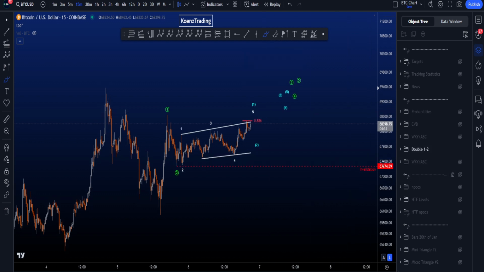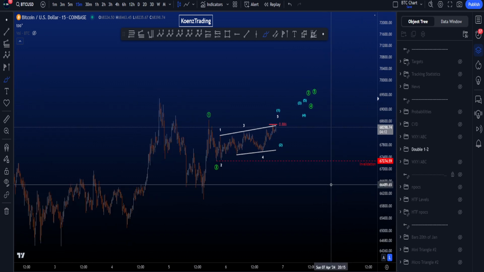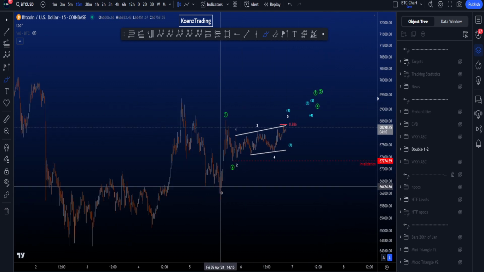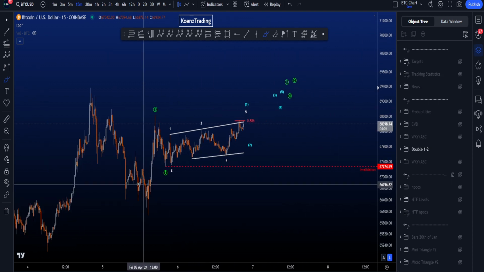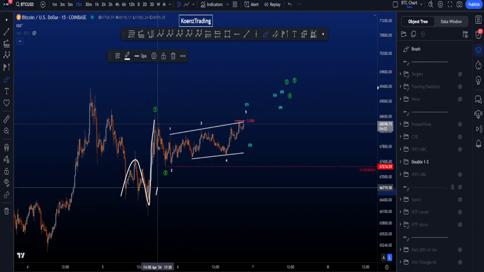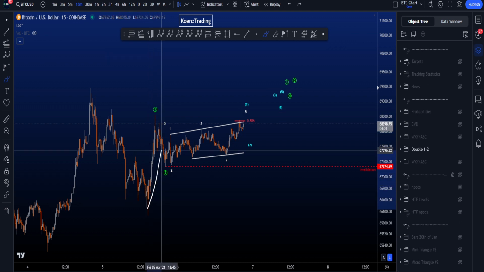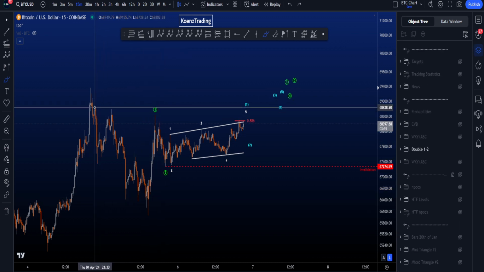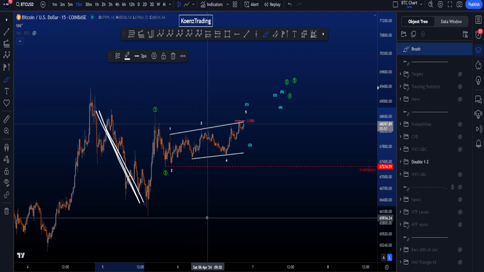The second scenario is the most bullish scenario. In this particular scenario, we are looking for this move to the upside to be a wave 1. So it's an impulsive structure. So now it's not part of an ABC where this is a corrective move. Now it is an impulse to the upside, and this is the corrective move to the downside.